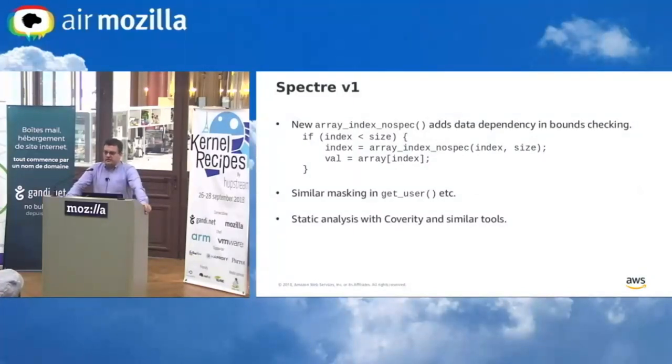So yeah, we have similar masking in get_user for accessing user space, and we have static analysis. Coverity will highlight these gadgets, and we can go and fix them.